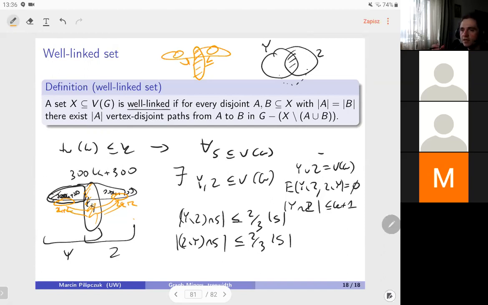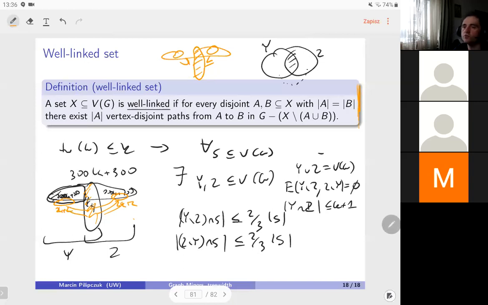Okay, so there's always a way of splitting such that the separator is smaller than the things completely on the left and smaller than the things completely on the right. Yeah, that's the way. And now, if you think about it, a set S that you cannot split in this fashion is an obstacle to treewidth. Yeah, and this is the notion of a well-linked set.